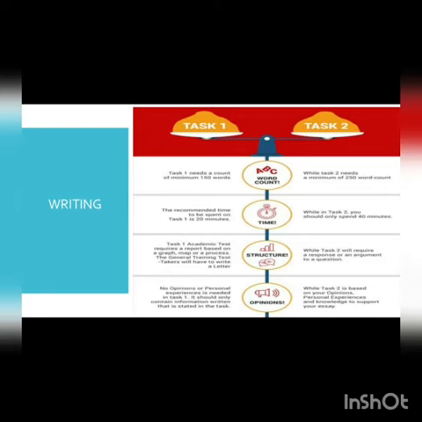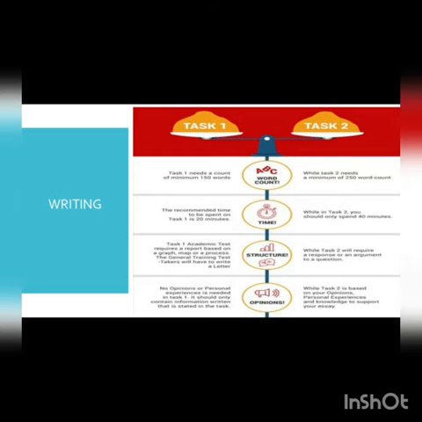In task 1, you have to write 150 to 180 words. Meanwhile, in task 2, your word limit is 250 to 280. Your second point is time limit. In task 1, your timing is 20 minutes. On the other hand, it is 40 minutes in task 2. Therefore, the whole writing consists of 60 minutes, that is 1 hour.